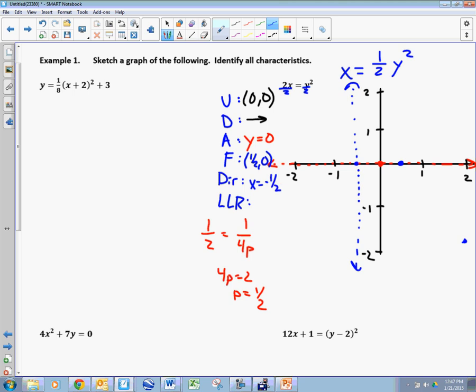All right. Emily's smart too. All right. Absolute value of 4p. What's the absolute value of 4p? Close. There you go.